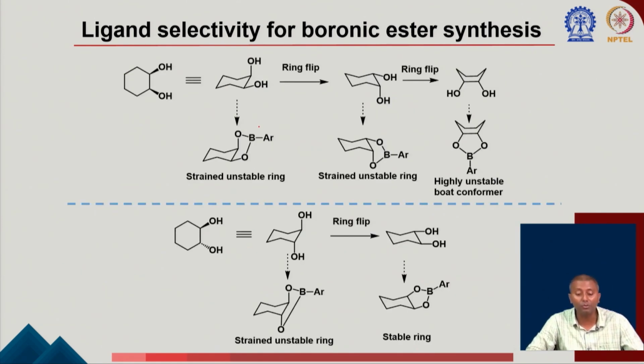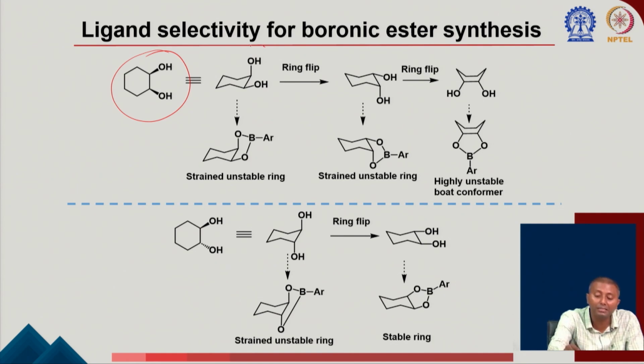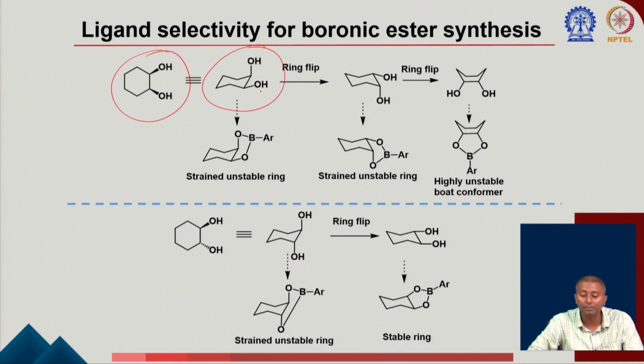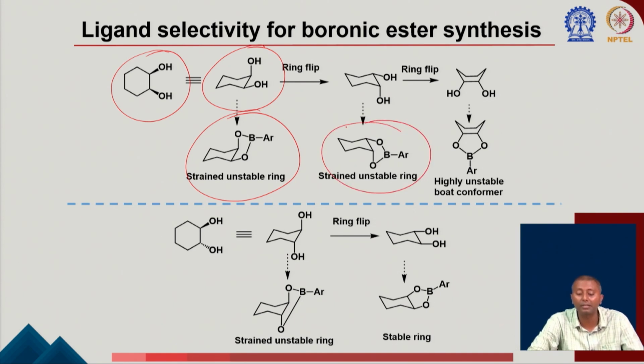Once you try to draw them, suppose here you have this cis-1,2-diol, correct? If you draw it, one of the OH will be axial and the other OH will be equatorial. You can do a ring flip, but here one will be axial, another will be equatorial, correct? In every case there will be one axial, one equatorial. Now if you try to form a boronic ester from there, you will form a strained, unstable ring. In both cases you end up making a strained, unstable ring, correct?